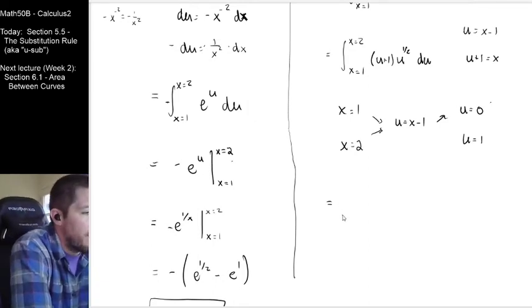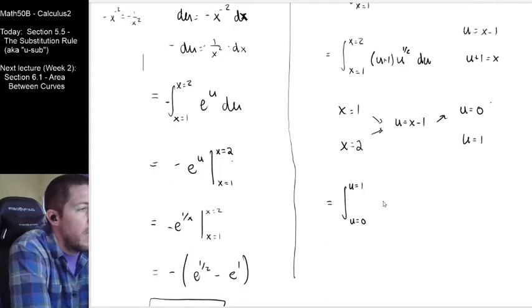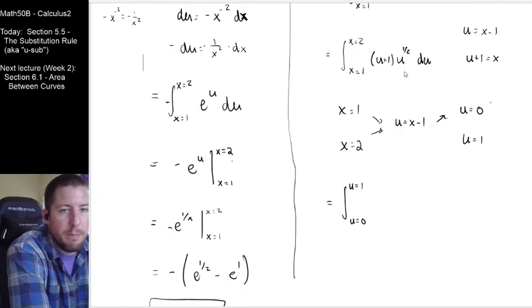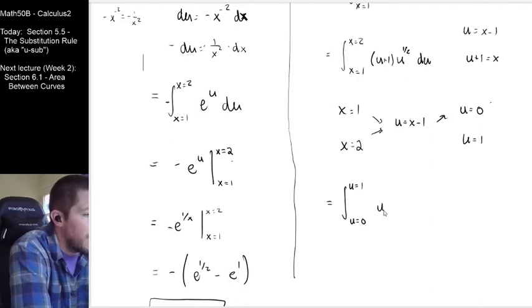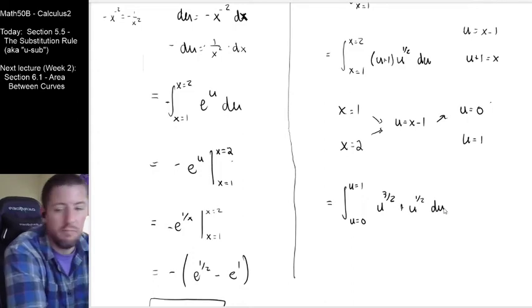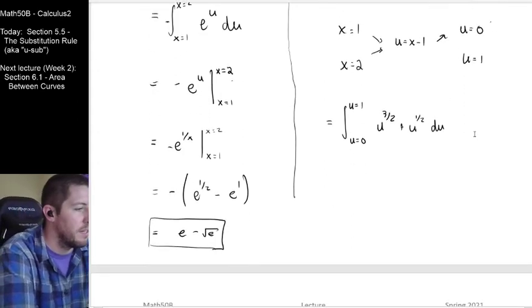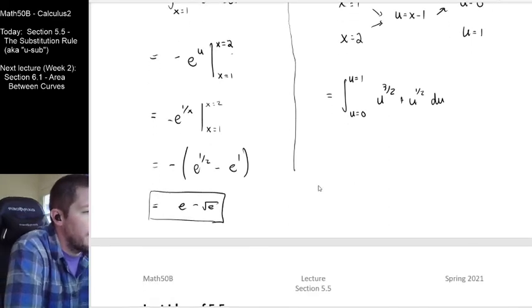All right? So now I'm going to rewrite our integral. I now know that our bounds of integration are u equals 0 to u equals 1. I can multiply out this expression right here and then just do some power rule stuff. So it looks like I've really got u to the 3/2 plus u to the 1/2 du. And I'm cruising now. Now I'm just doing a little bit of integration. So what do we got here?